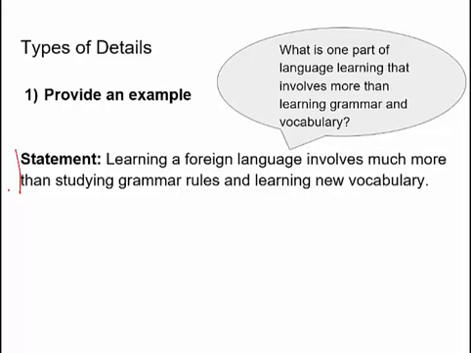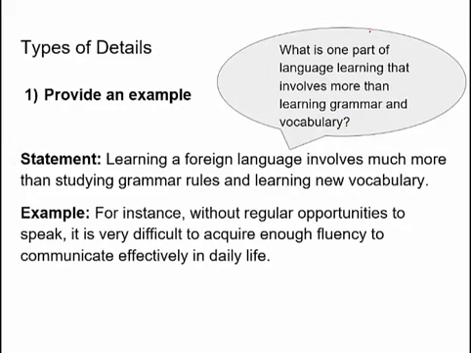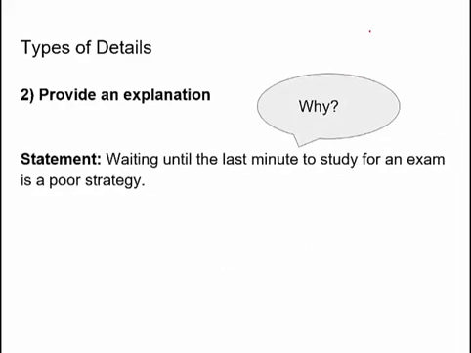Okay, so if we want to come up with an example of that, you could ask yourself, okay, what is one part of language learning that involves more than learning grammar and vocabulary? All right, well, we could come up with an example of that. I'm sure you could probably think of 10 examples for that, right? But here's one. For instance, without regular opportunities to speak, it is very difficult to acquire enough fluency to communicate effectively in daily life. Okay, that's one example of how learning a language involves more than grammar and vocabulary.